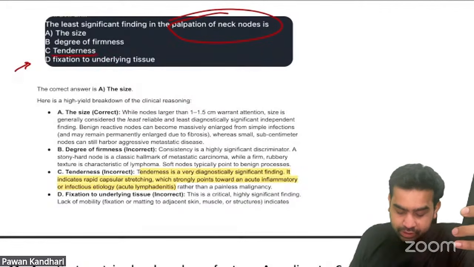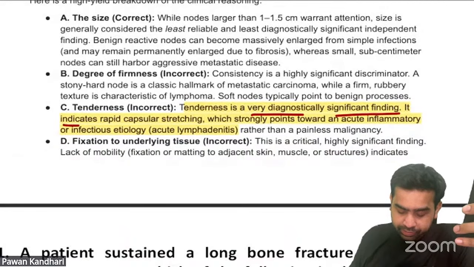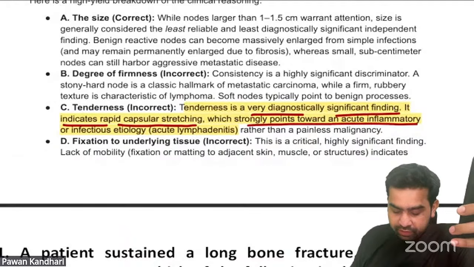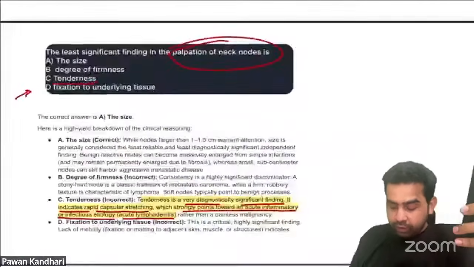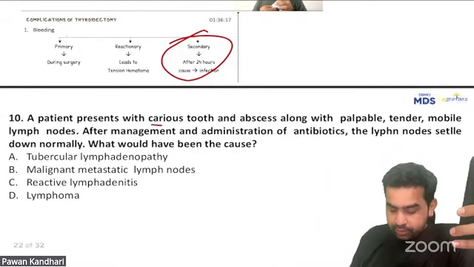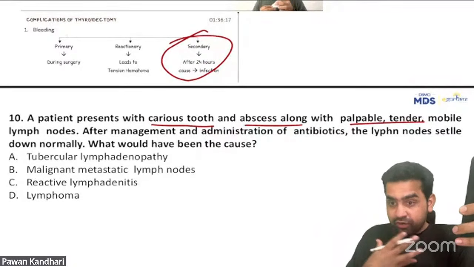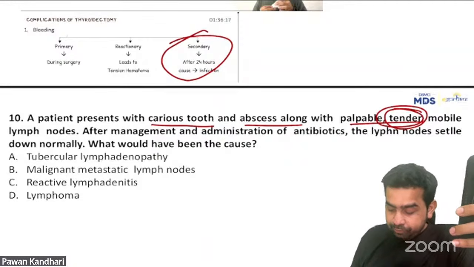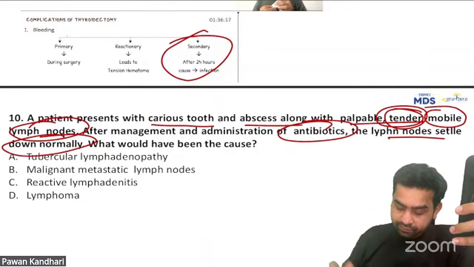I told you that tenderness is wrong. Why is tenderness wrong? Because tenderness is a very diagnostic and significant finding, indicating rapid capsular stretching, which strongly points towards an acute inflammation or infection etiology, acute lymphadenitis. You understand my point? Now, this particular question comes to you with a carious tooth abscess, so it is basically trying to tell you that there is an infection in the mouth and a tender mobile lymph node. After management with antibiotics, the lymph node settles down. So everything is basically pointing towards an infection.